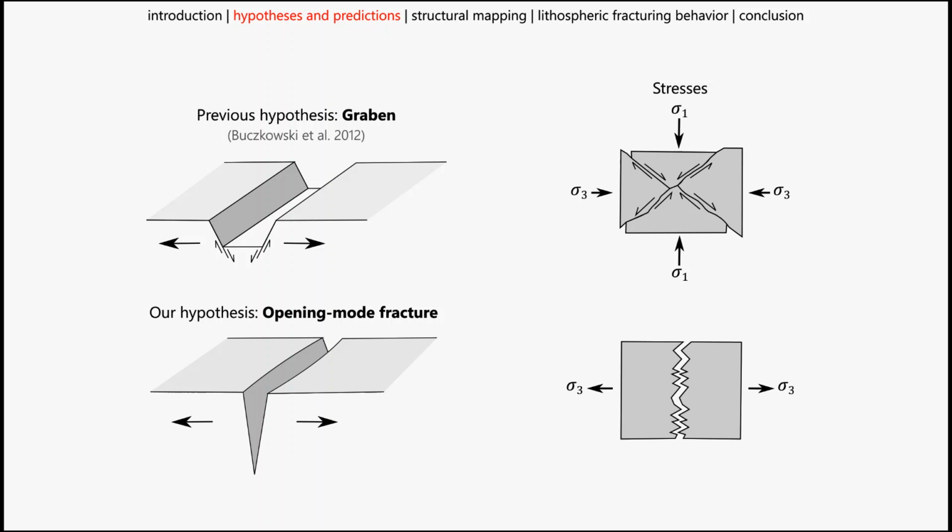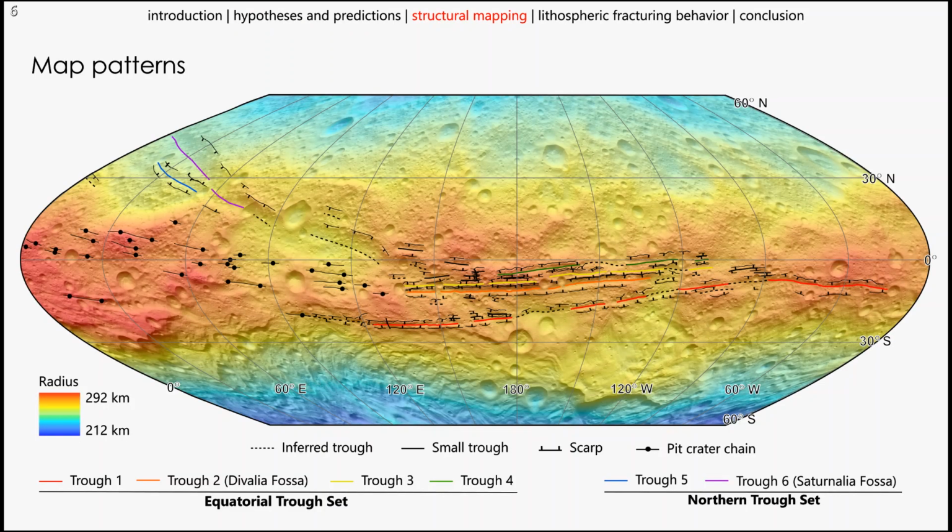In order to distinguish between normal faulting and jointing, we first conduct structural mapping on the large-scale troughs on Vesta using Dawn's DEM data. We establish rigorous criteria to map certain and inferred troughs, as well as their bounding scarps and peak crater chains. In total, we identify 4 large-scale equatorial troughs and 2 northern troughs, labeled from 1 to 6. We also identify 30 peak crater chains, all of which are aligned with the equatorial troughs.